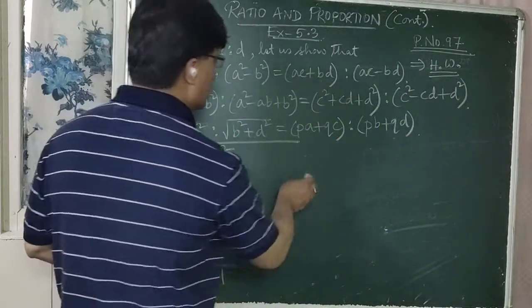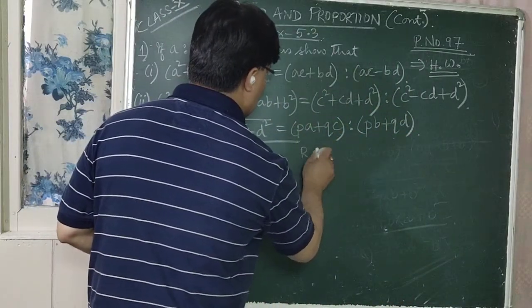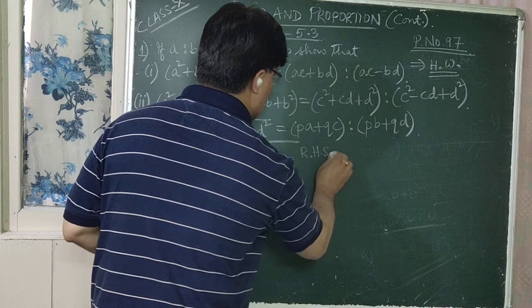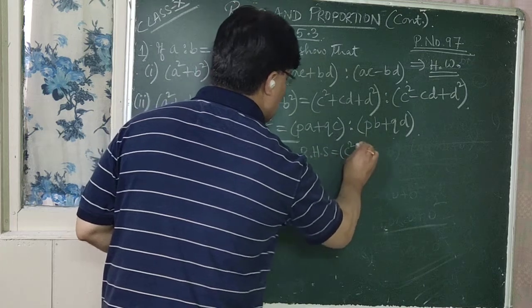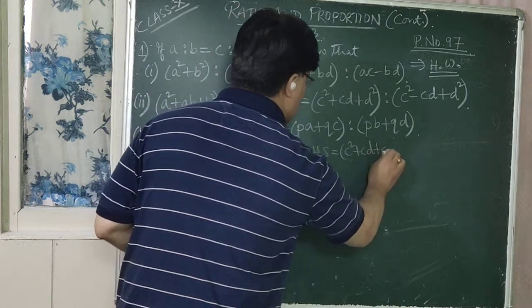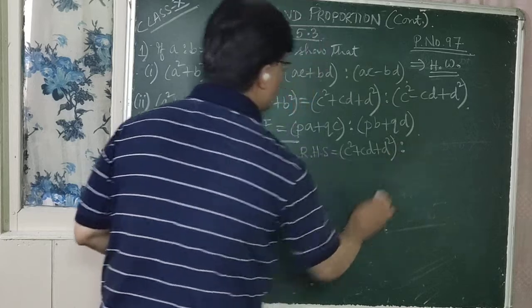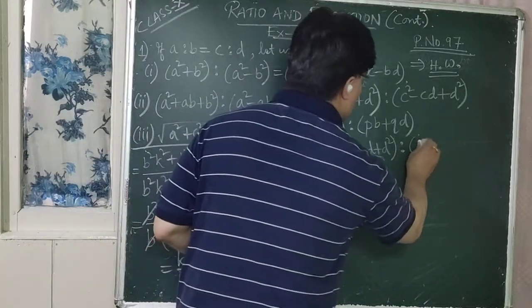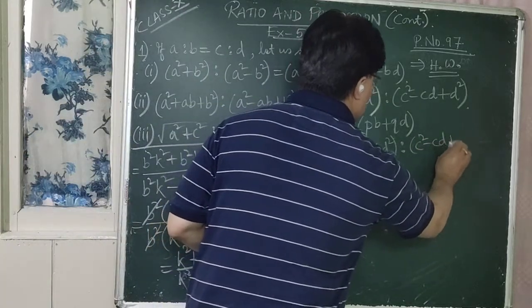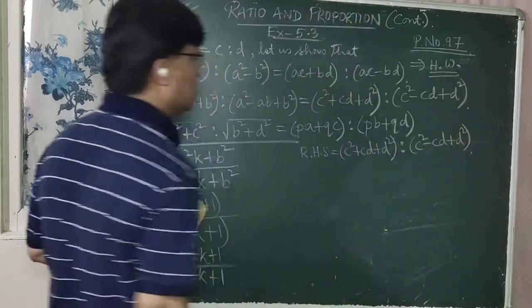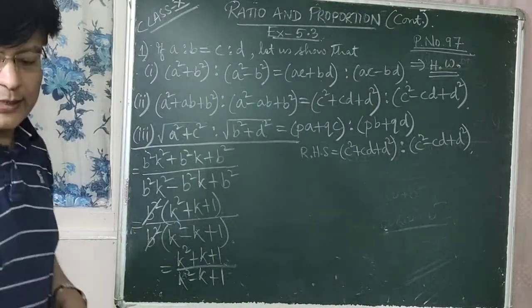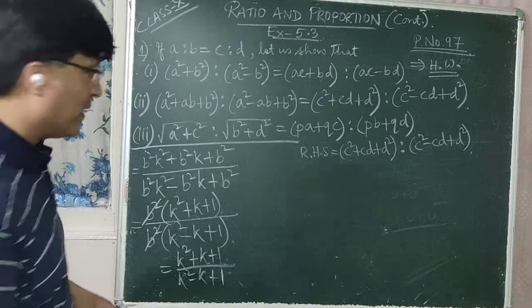So now let us write down RHS. So RHS is equal to, what is RHS? C square plus CD plus D square is to C square minus CD plus D square. Right? So let us write it in terms of fraction.